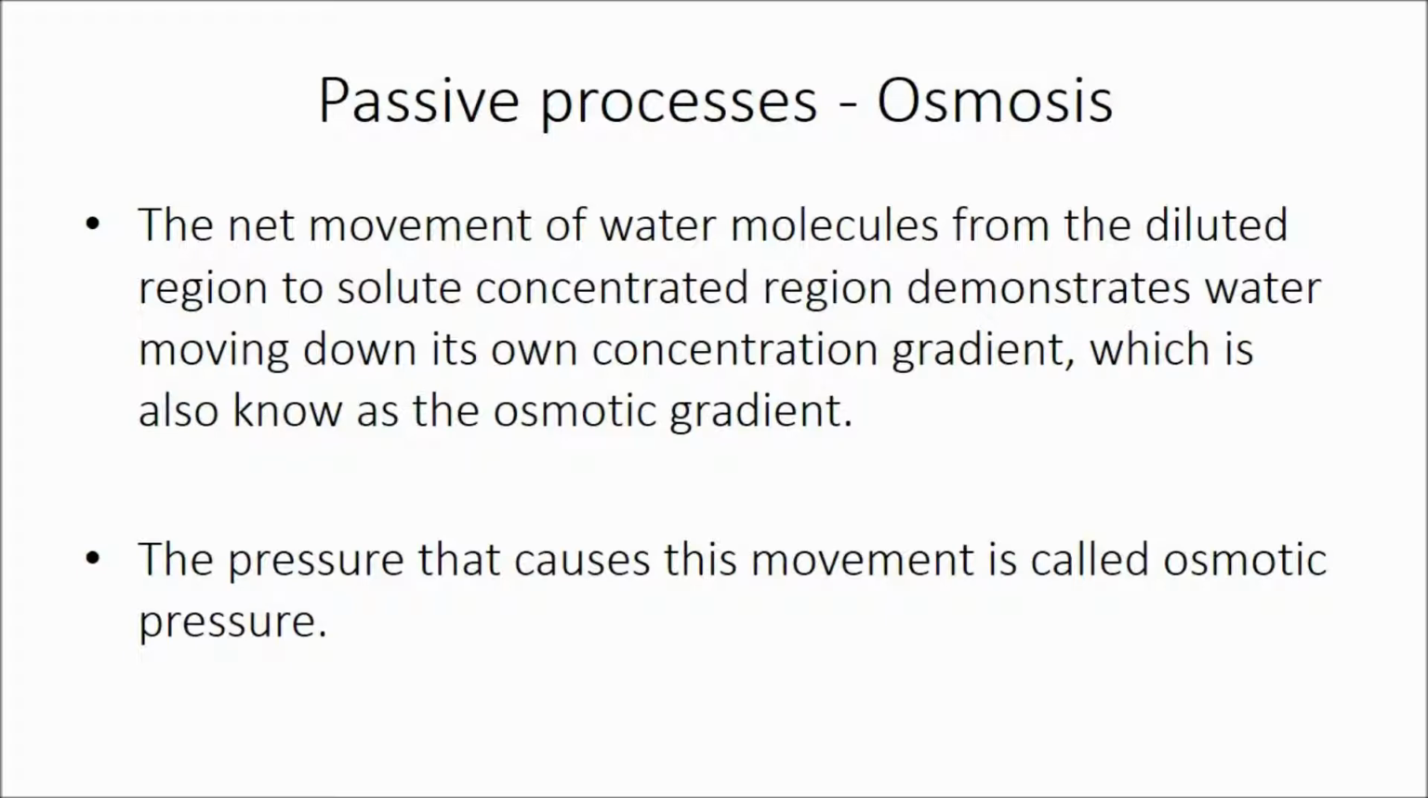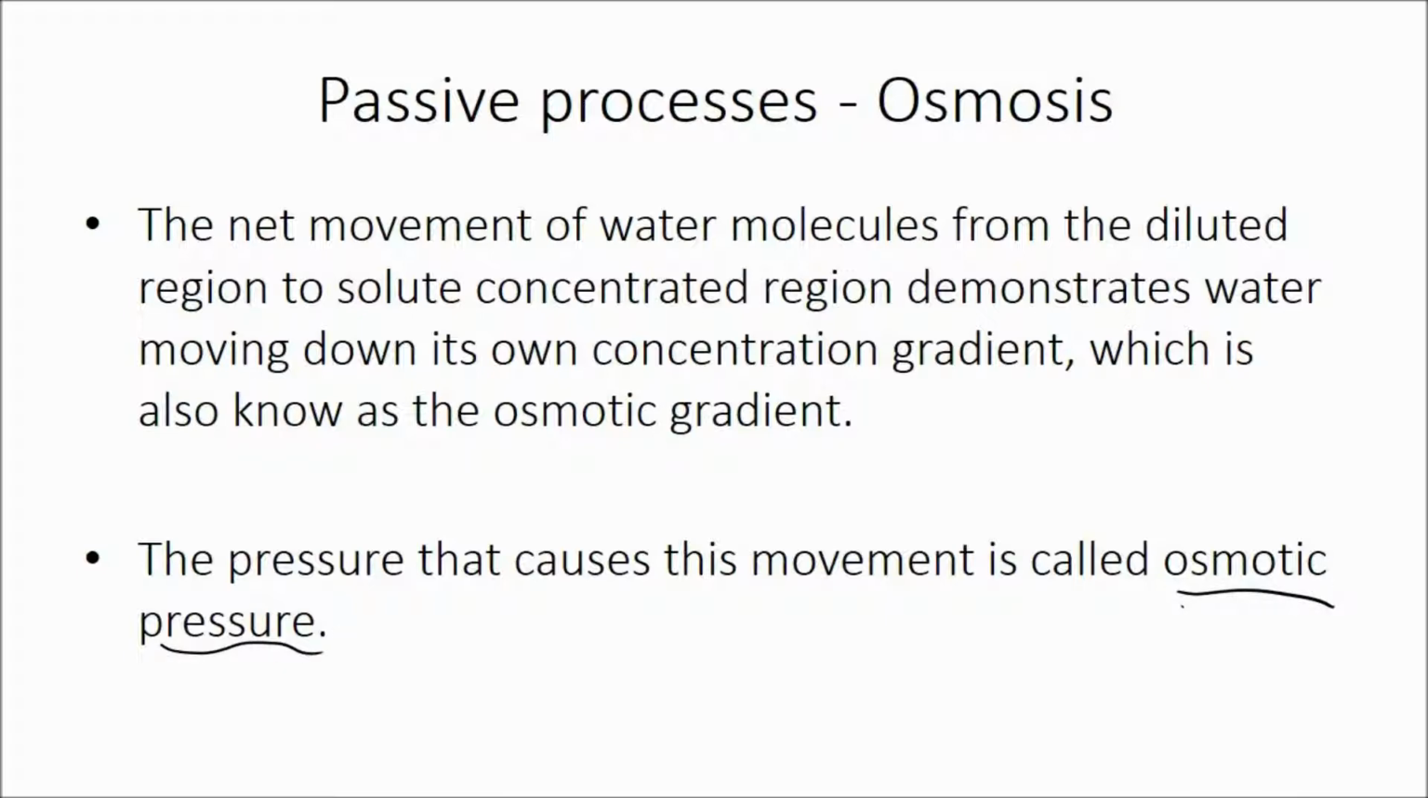So just recapping here the passive process of osmosis and what we saw on the previous slide, the net movement of the water molecules from the diluted region to the solute concentrated region demonstrates water moving down its own concentration gradient. And we call this an osmotic gradient because when we're talking about osmosis, we're thinking about the movement of water. Typically we're also talking about the pressure that moves these water molecules across a semi-permeable membrane, and we call that the osmotic pressure.